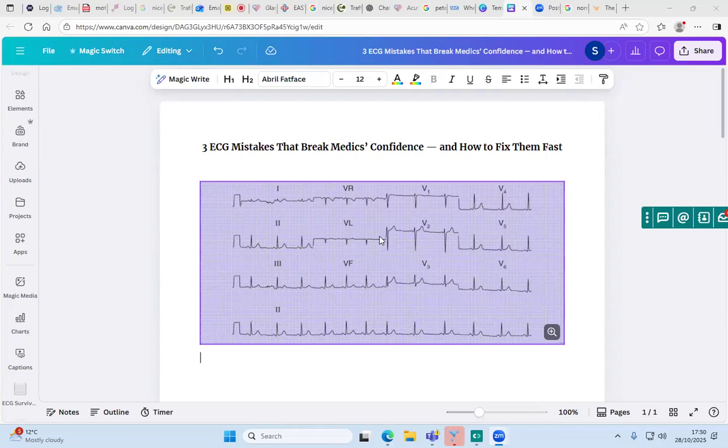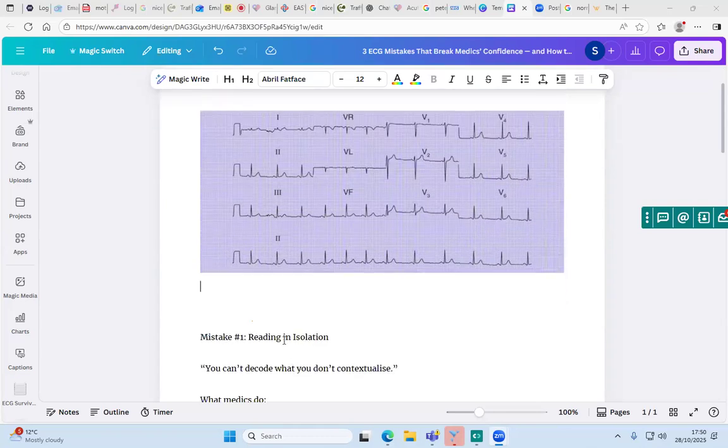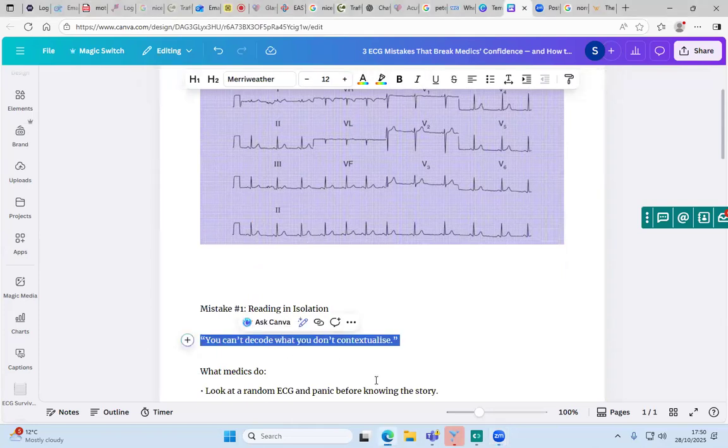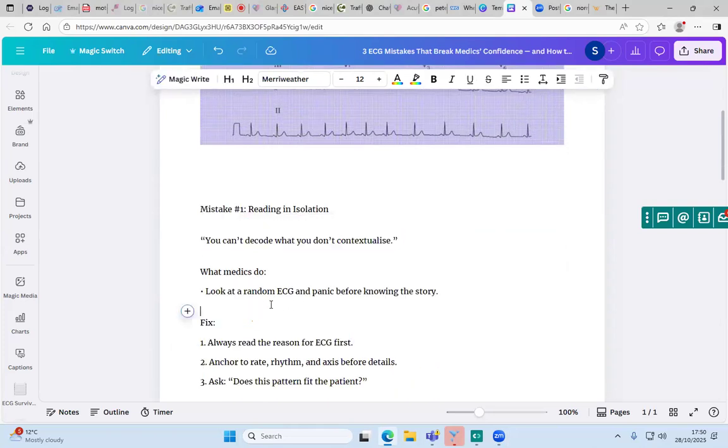And with sinus arrhythmia, you can have prolonged RR intervals that show the change in respiration, change in breathing. And this is a benign ECG. I don't have to worry. But what are those mistakes that break the confidence of medics? Reading in isolation. Remember what I said, you can't decode what you don't contextualize. Also, what medics do is they look at a random ECG and they panic before knowing the story. Say they see an ST segment elevation. Of course, it's an emergency, but you always have to know the context.